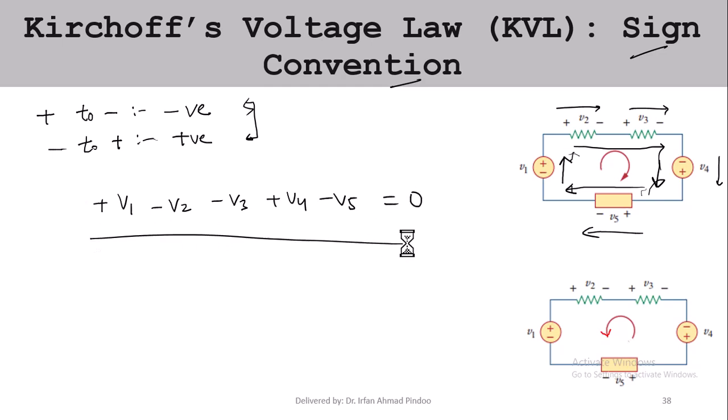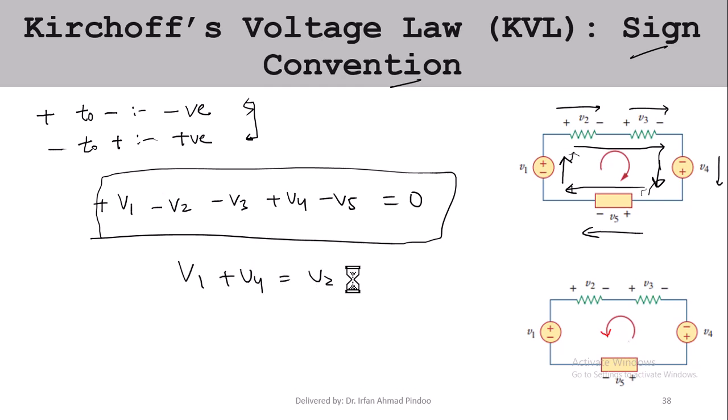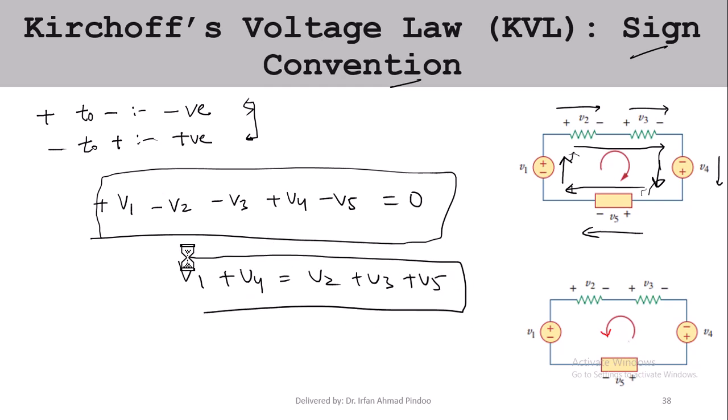So this is one form of equation. Or if we do it like this, we write V1 plus V4 is equal to V2 plus V3 plus V5, that is also correct. So here what we are saying is that the sum of voltage rise is equal to the sum of voltage drop, and this is with the sign convention. So both ways we can get the right answer.